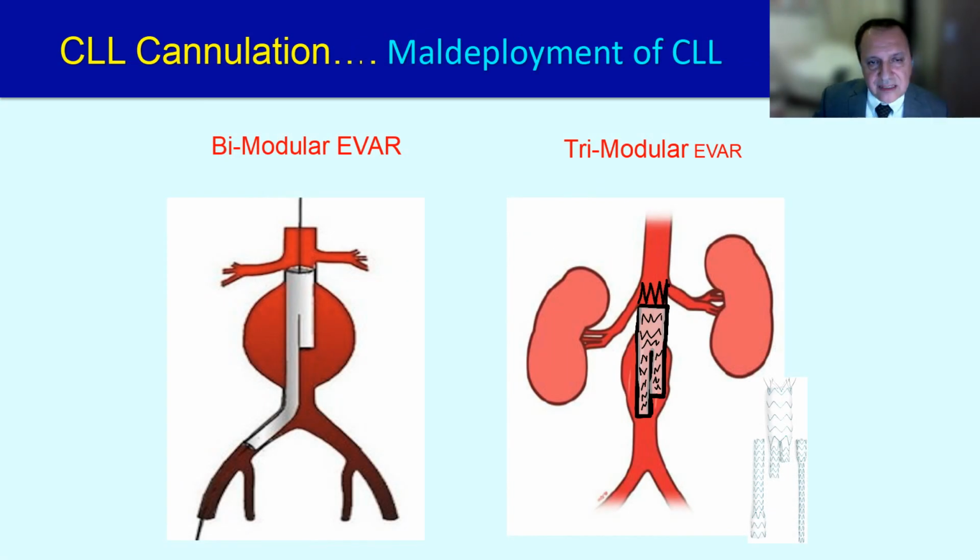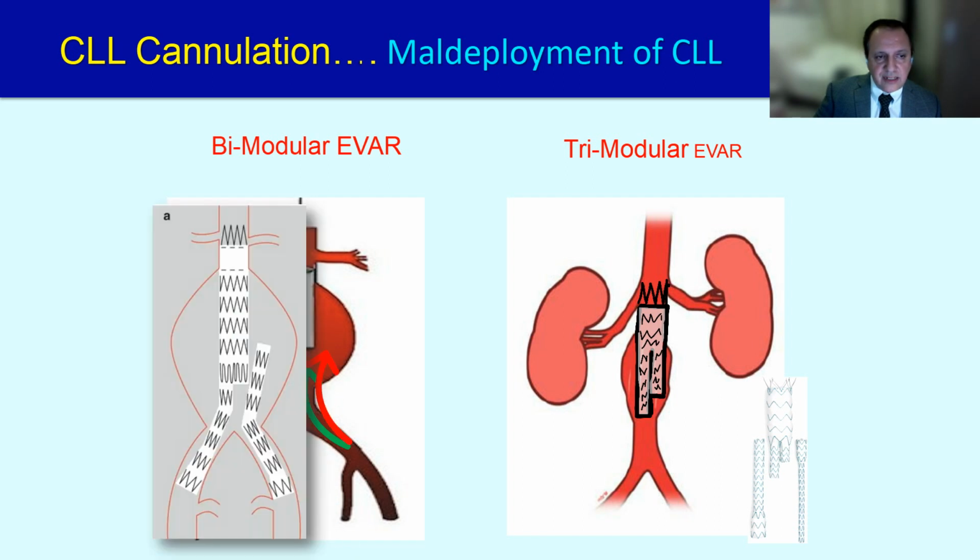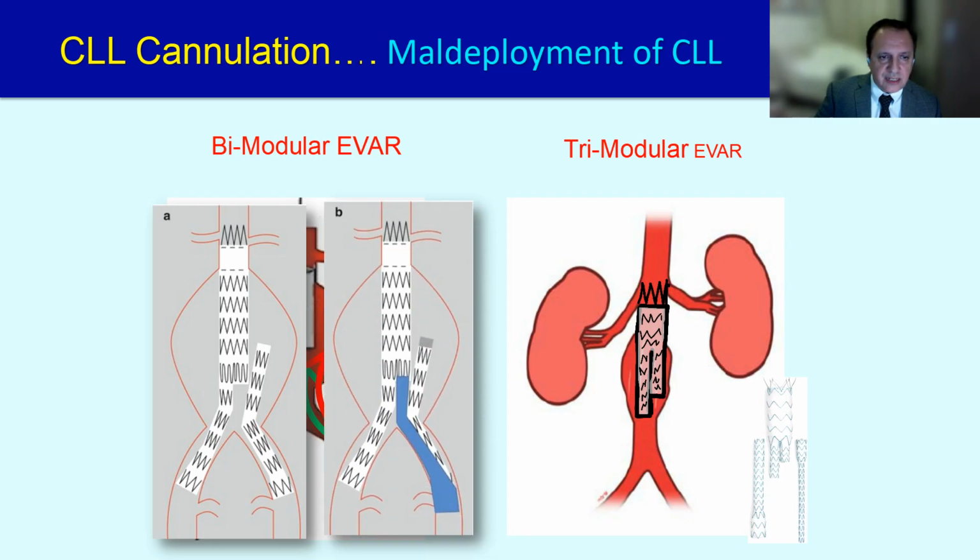What are some complications that could happen during contralateral limb deployment? It's different. If you have a bimodular EVAR like Medtronic or Gore, they're supposed to go this way, but you can go the wrong way and the contralateral limb can end outside. This is very easy to fix. You just go back again through the contralateral limb and put a new limb.